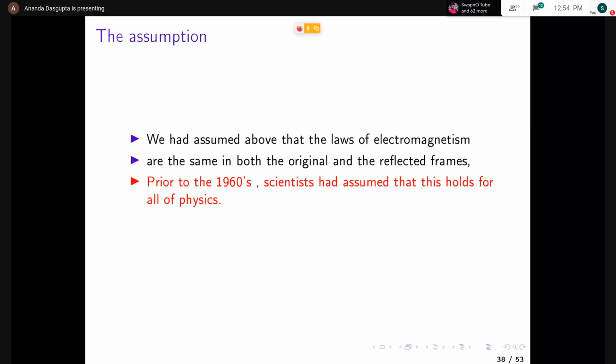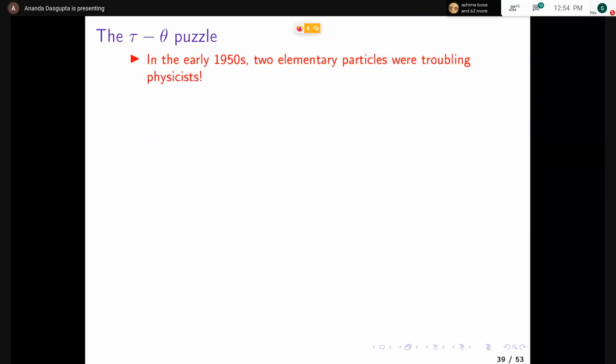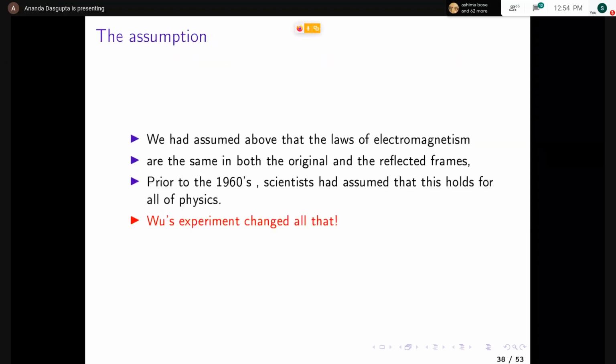This changed in 1957 with the declaration of the results of Madame Wu's experiment. And today, we know that at least there's one corner of physics, the corner that deals with weak interactions, which actually strongly violates this symmetry under parity.